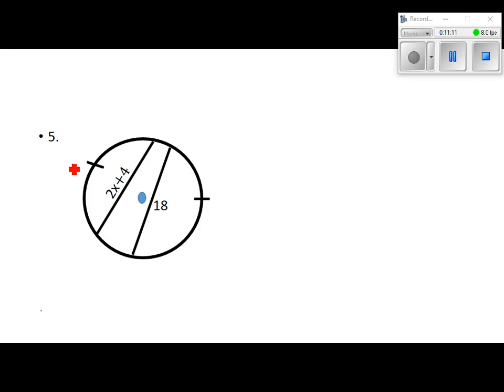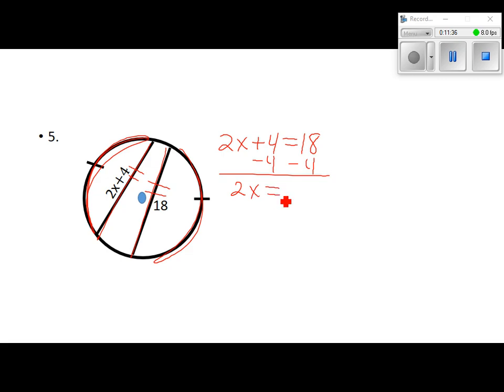Number 5 looks like this. These two arcs are congruent, so that means this chord and this chord have to be congruent to each other. So we can just set up the equation. 2x plus 4 has to equal 18. We solve that, we're just solving for x. We end up with 2x equals 14, divide by 2, x equals 7.